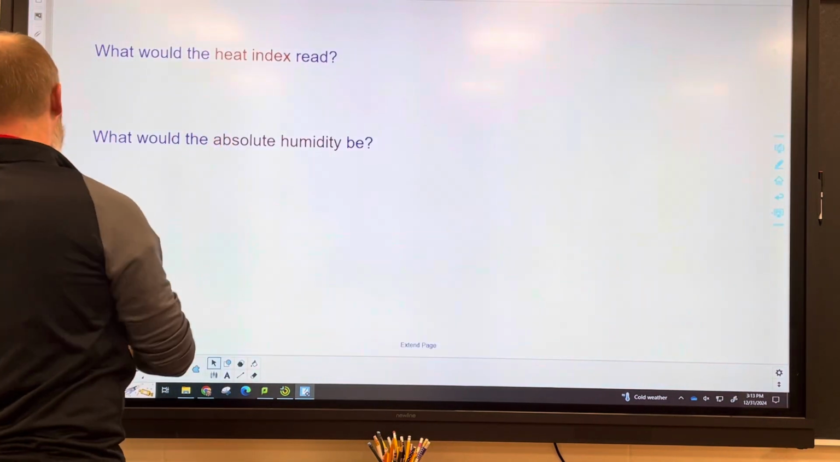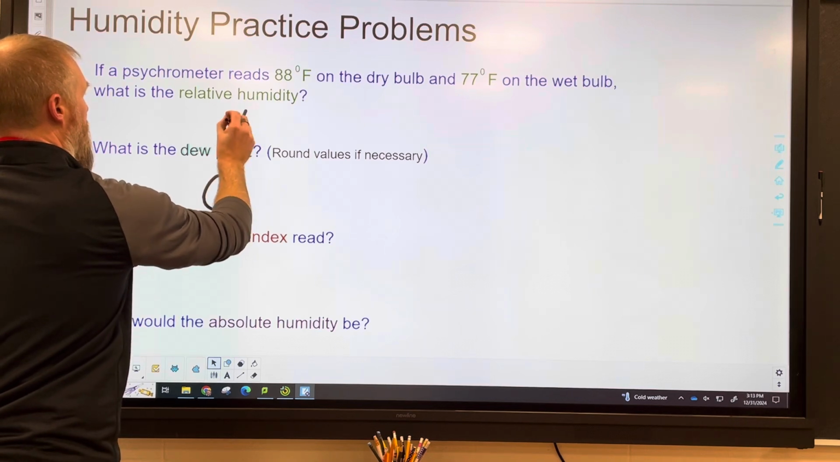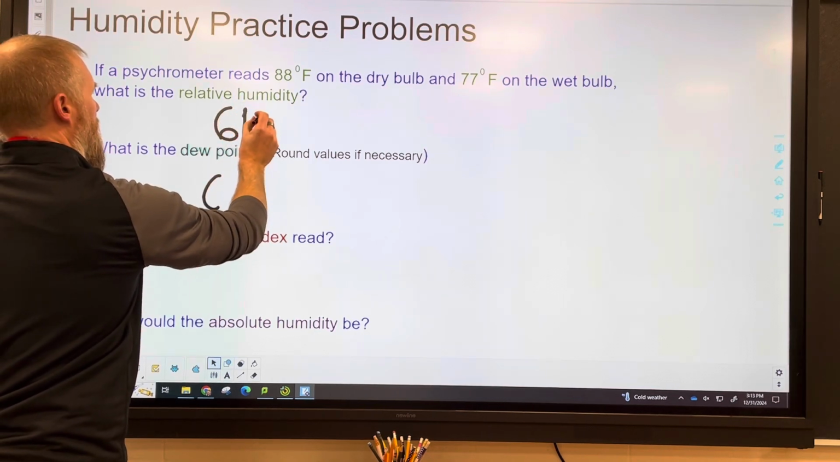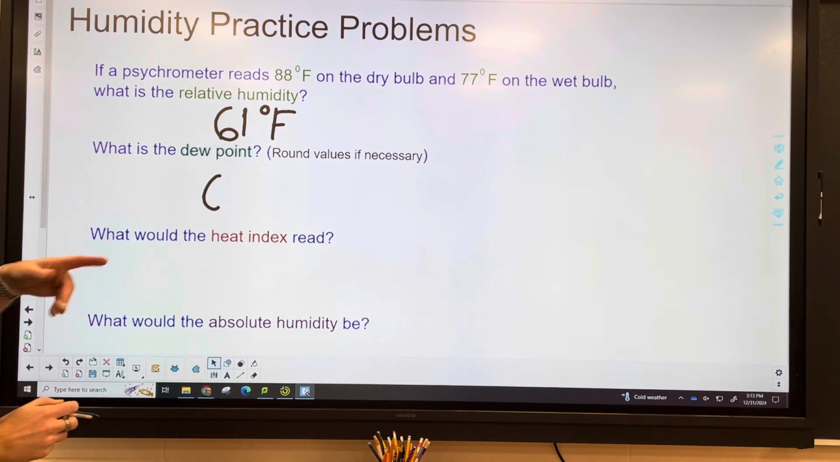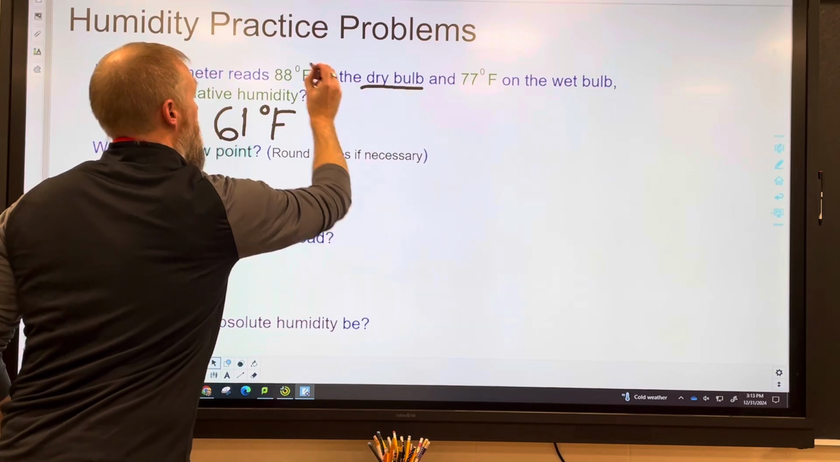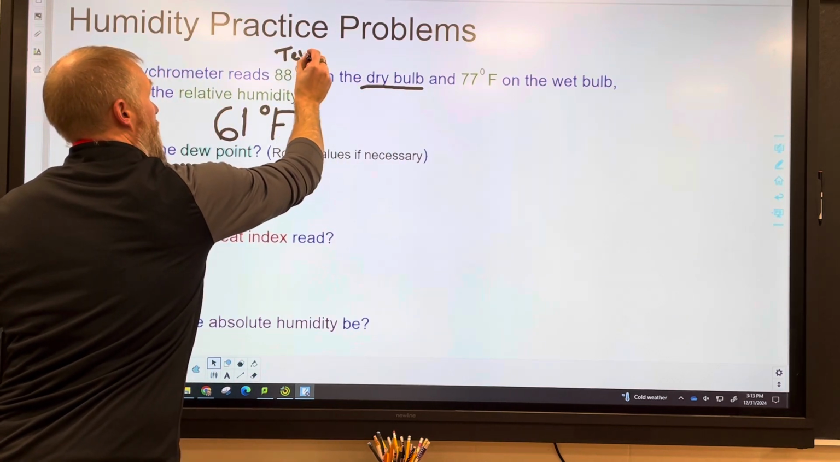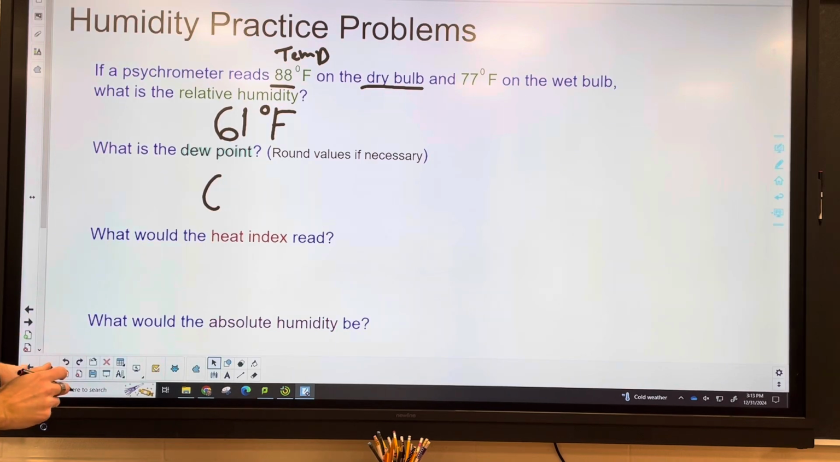Going back to this page, the relative humidity we said was 61. And remember that the dry bulb is the same as our air temperature, so we're going to need this number right here. So 88 and 61.